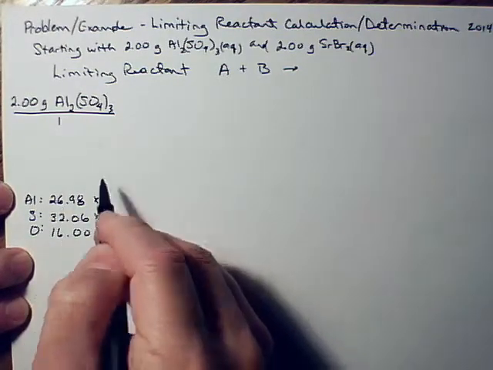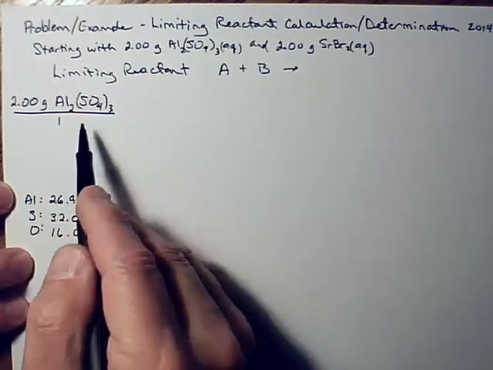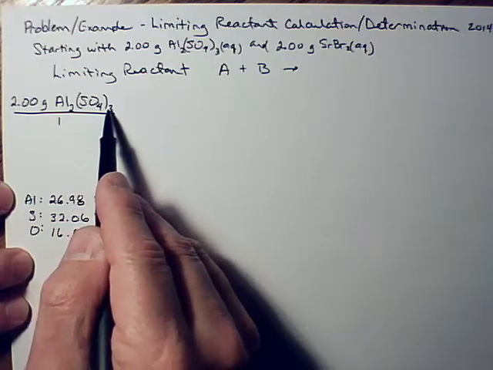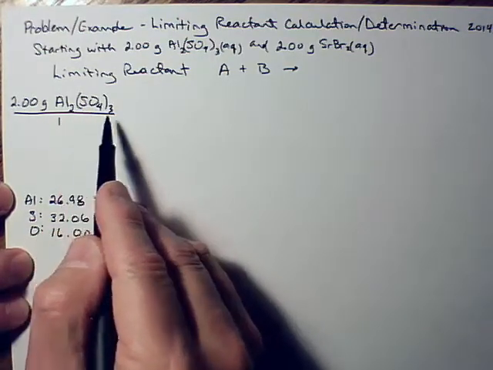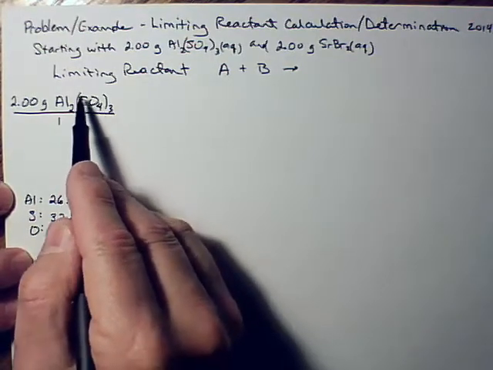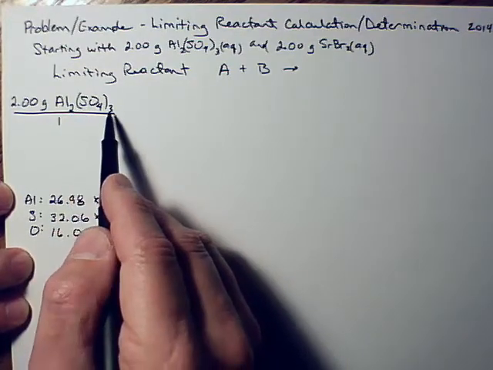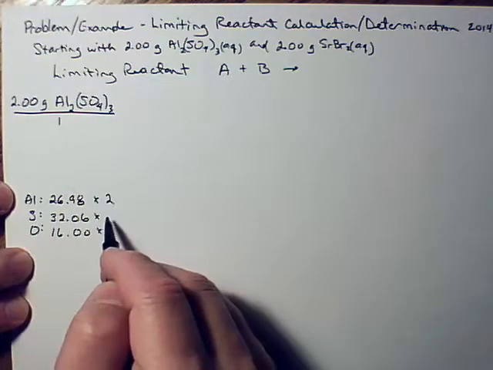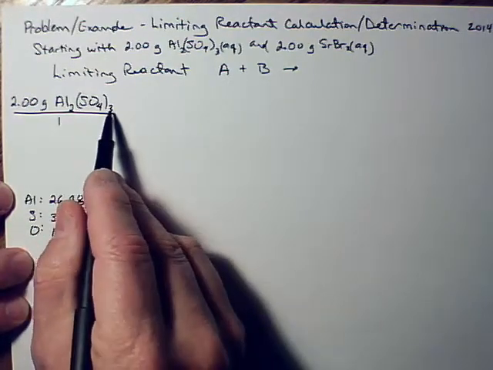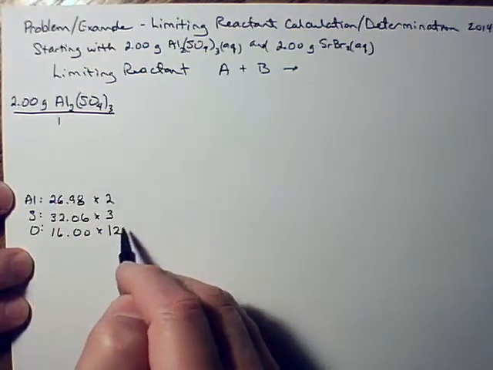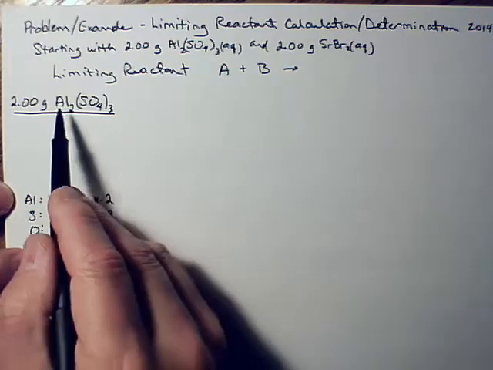So we got 2 aluminums in the formula. We've got 3 sulfurs. There's 3 outside this parentheses. Means I have 3 of everything inside. 3 sulfates, and each sulfate has 1 sulfur. So if I have 3 sulfates, I have 3 sulfurs. And I have 12 oxygens.